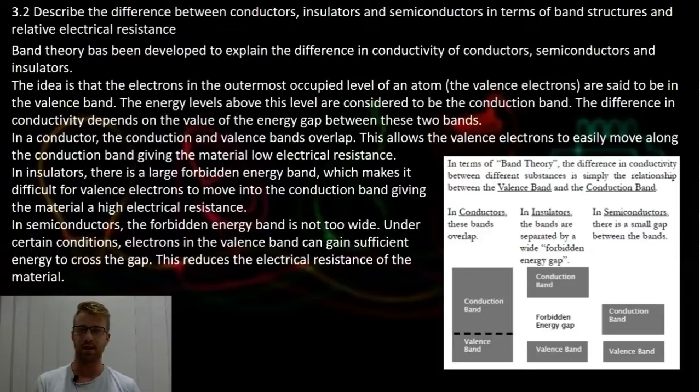In semiconductors, it is between both the conductor and the insulator. So the forbidden energy band is not too wide. Under certain conditions, electrons in the valence band can gain sufficient energy to cross the gap. This reduces the electrical resistance of the material.